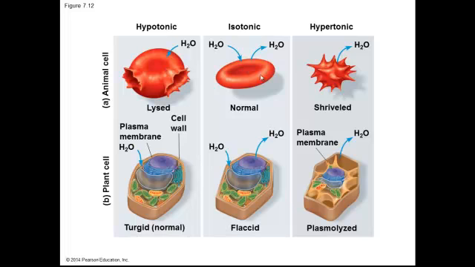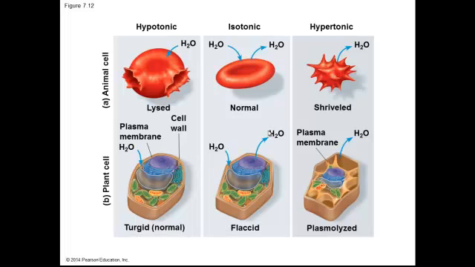In an isotonic situation, the same amount of water is flowing in as is flowing out, and this is the normal or equilibrium situation. In a hypertonic solution, remember that there are more solutes outside the cell. What that means is there's less water outside the cell than inside the cell. So the water is going to want to flow outside and it's going to cause the cell to shrivel.